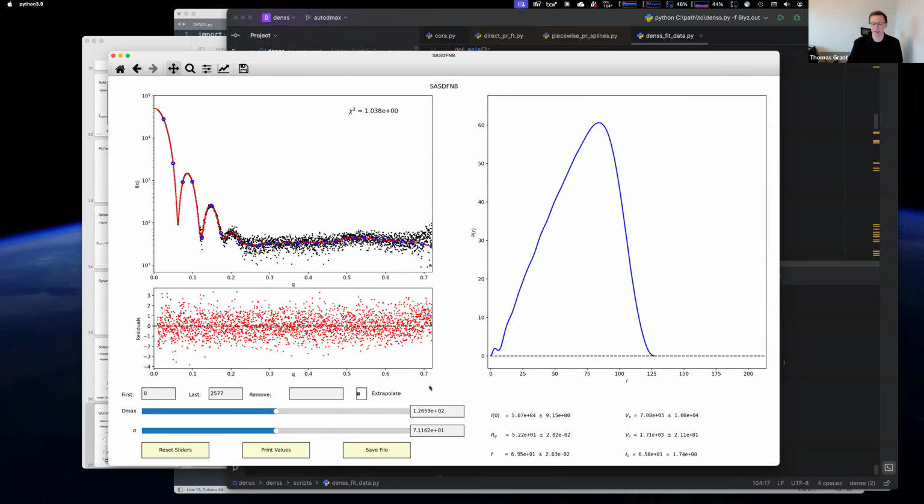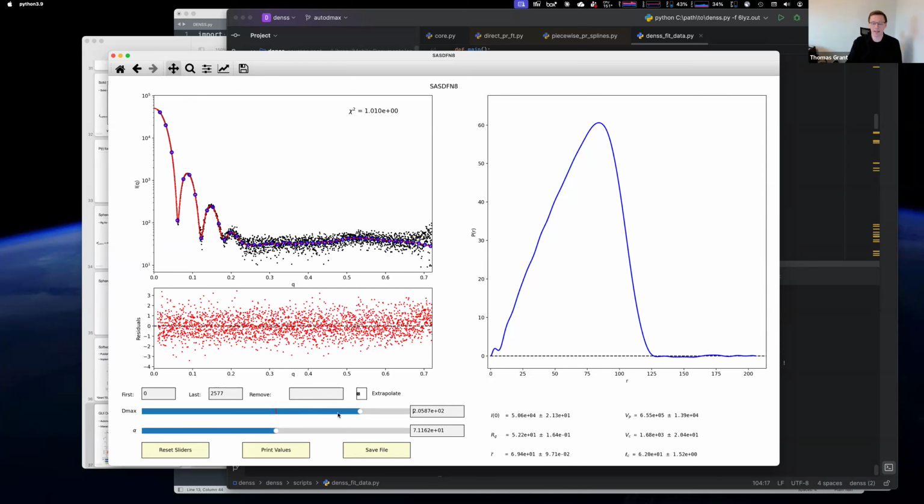You can see the P of R curve is nice and smooth. If I make the Dmax longer, right, it effectively just stays flat. It just goes to 0. It doesn't matter what Dmax I use because there's no more vectors. This is actually extracted from the data. There's no longer vectors, so it kind of just stays flat down at 0.